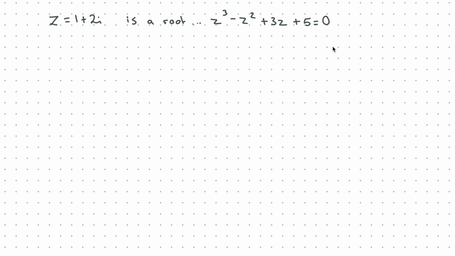If we take a look at this one and we take a look at all of the coefficients of this, so the coefficient here is 1, the coefficient here is -1, the coefficient here is 3, and the constant is 5. All of those numbers that I've highlighted in purple there are real numbers.